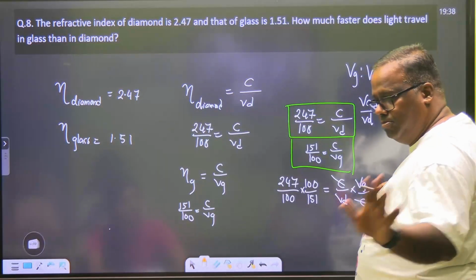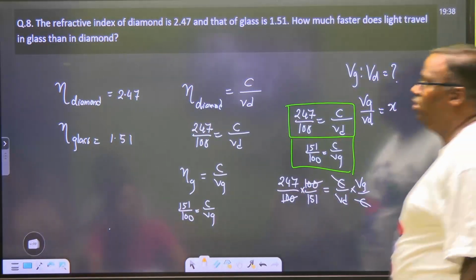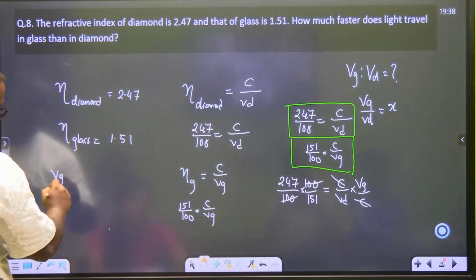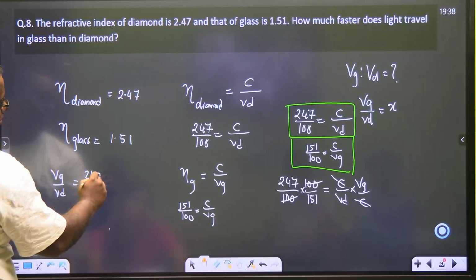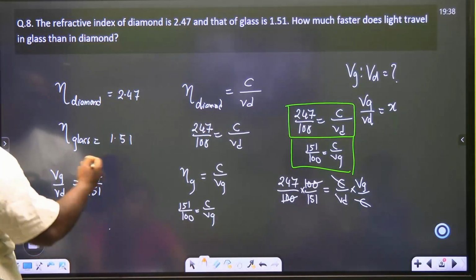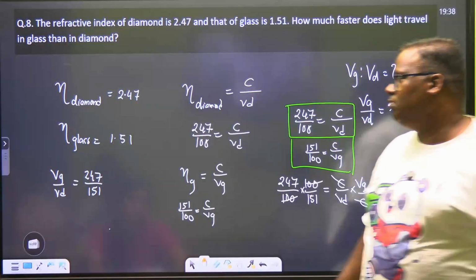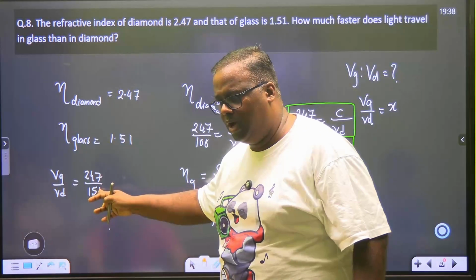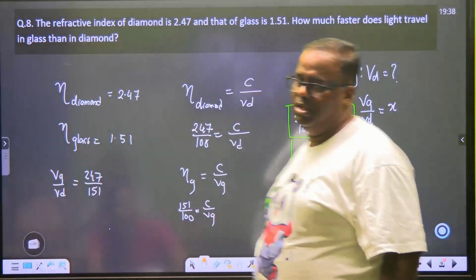C cancels, 100 cancels. So what do you finally get? You get a ratio Vg upon Vd is equal to 247 by 151. If you want, you can use decimals, so they are roughly approximate. Now you can find out the ratio. How much is one more than the other? So automatically, is this value not more than 1? Yes. So the glass speed will be more than diamond speed.